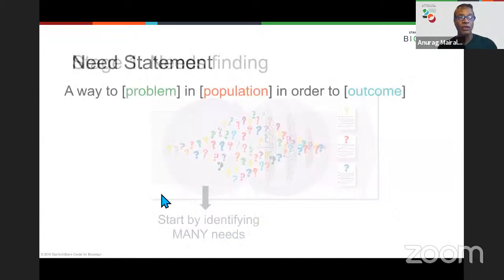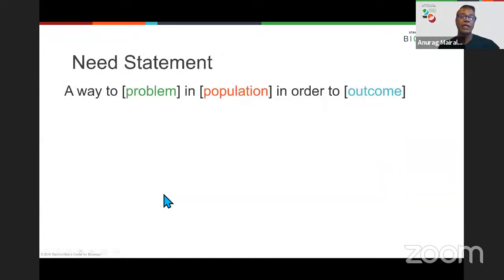And then when they're done, they actually articulate them using the statement here. And this needs statement is really, really critical part of needs finding. And you are all actually going to do an exercise on it. So I do want you to pay attention to this one. The needs statement is basically three parts to it. First part is the problem, second part is the population, third part is the outcome. So a way to solve the problem X in a population Y in order to achieve an outcome Z. That's basically the need statement architecture.